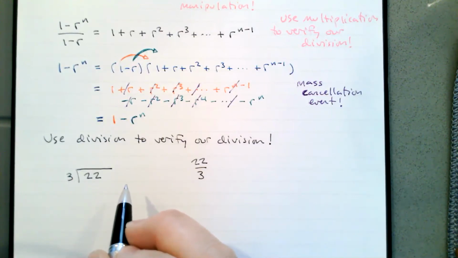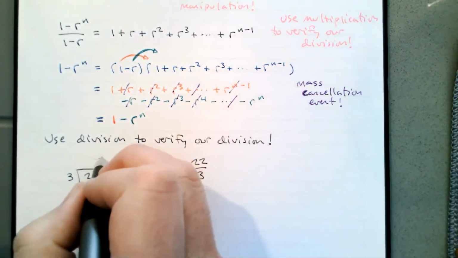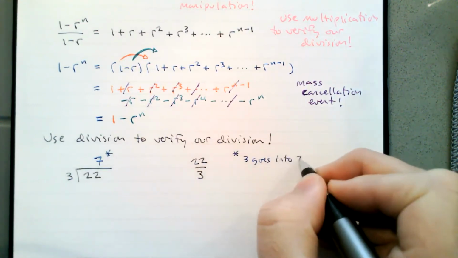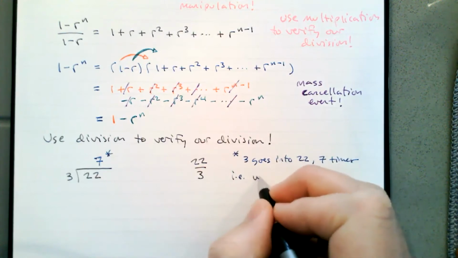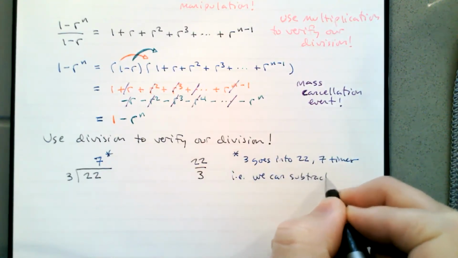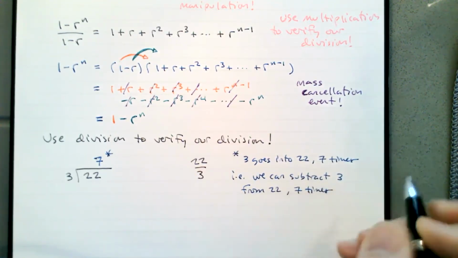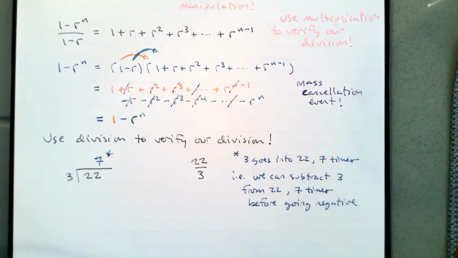A lot of times the way we'll phrase this is that 3 goes into 22 seven times. What we mean is that we can subtract 3 from 22 seven times before going negative, without going negative. So we can subtract 3 from 22 seven times before we go negative.